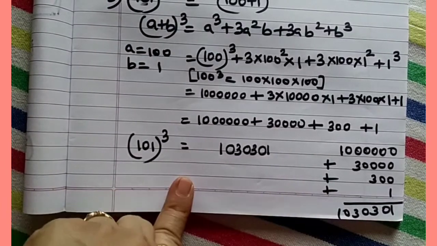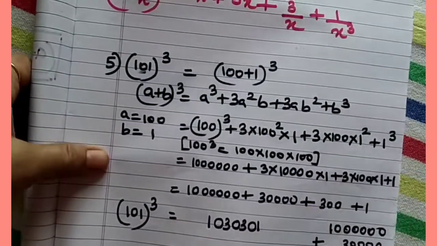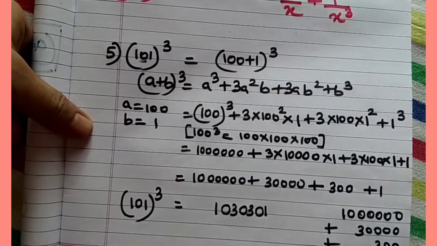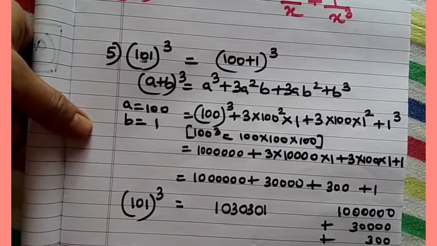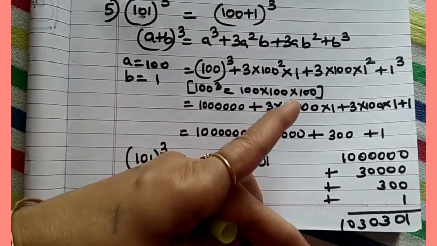Similarly, you have to do the fourth sum also. So we have done sum number 1. We have done sum number 6. We have done sum number 5. So I think you will be able to do the remaining sums. Try it out, and if you cannot, we will discuss.